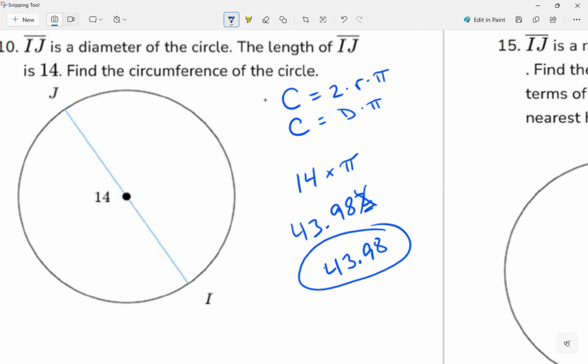If you use 3.14 instead, 14 times 3.14, it rounds to 43.96. Okay. Either one, 43.98 or 43.96, will be correct. Now, if you decide to go in the middle, 43.97, Canvas will mark that incorrect. It is one or the other. Okay, we're working up until 12.